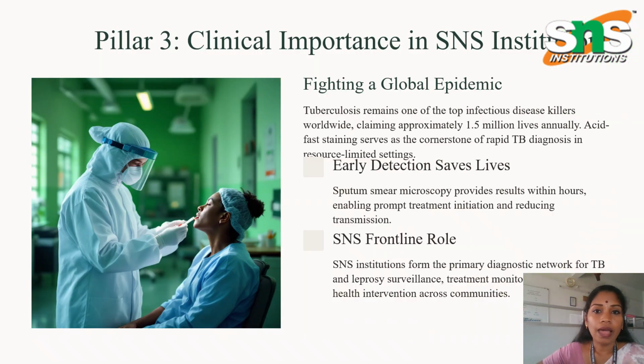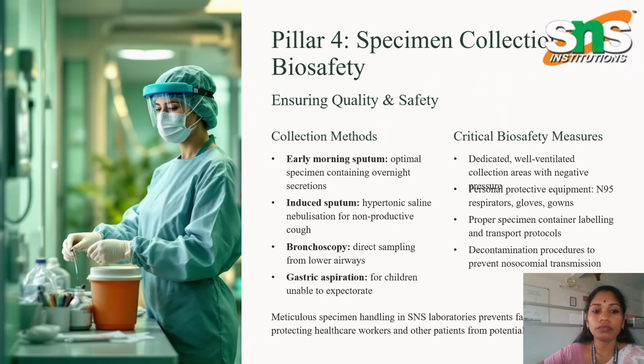The third pillar highlights why acid-fast staining is important clinically. Tuberculosis still kills 1.5 million people each year globally. Quick and accurate detection saves lives. At SNS institutions, we have a frontline diagnosis network of nursing, allied health and paramedical staff. In tuberculosis and leprosy surveillance, by using rapid microscopy methods, we ensure early detection and timely treatment to prevent the spread of disease in the community.